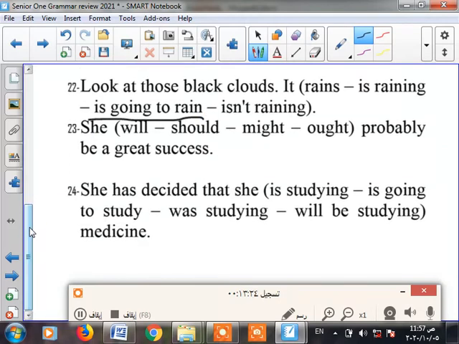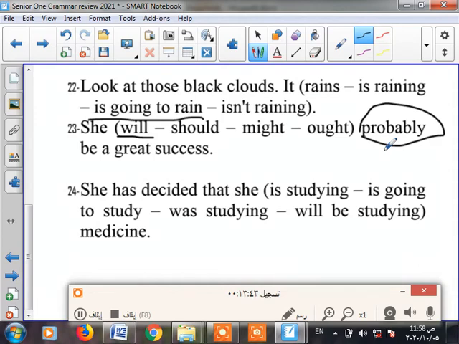Number 23, she probably, again the word probably, as we have said, probably a great success. She will probably be. Okay, we have said before, whenever you find the word probably, maybe, perhaps, and so on, you have to use the word will. They are the key words of the word will.